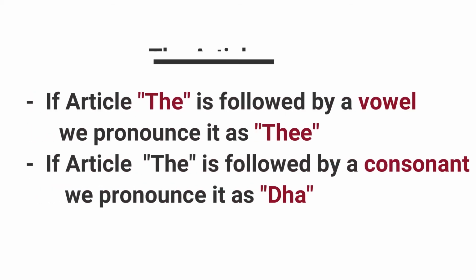Okay, when you are speaking naturally in a sentence, a is pronounced as a, an is pronounced as an, and the is pronounced as thee or thuh, depending on whether the article the is followed by a vowel or a consonant. If the article the is followed by a vowel, we pronounce it as thee, and when it is followed by a consonant, we pronounce it as thuh.